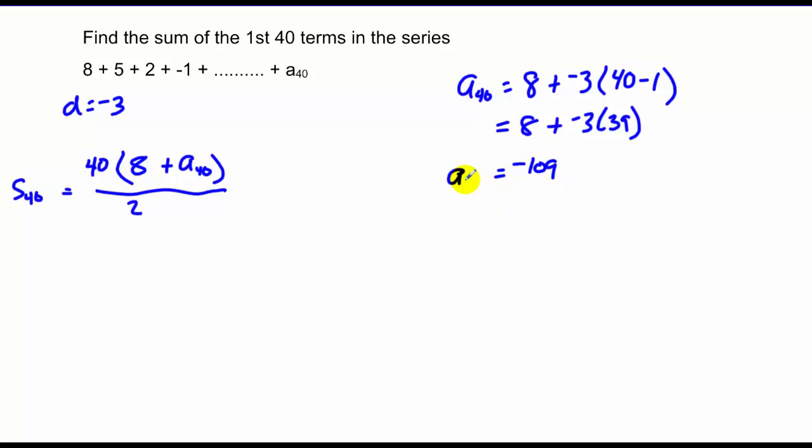And now that I have that my 40th term is negative 109, I can pop into the equation 40 times (8 plus negative 109) over 2 gets me my sum, which in this case is negative 101 times 20, which is negative 2020.